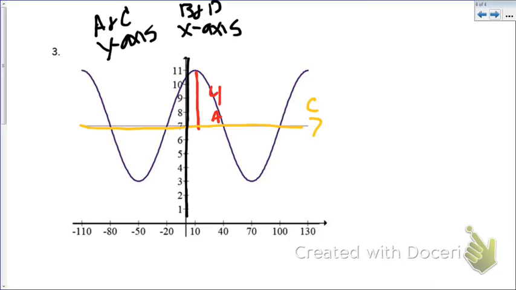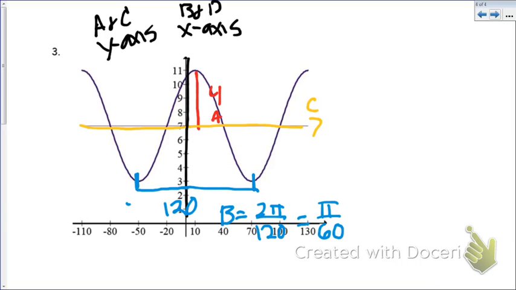Okay, so I've already found c, so now I need to find b, which means I need to find what my period is. So I can pick any point on this graph. Let's say I pick this low point right here. I'm going to have another low point over here at 70. So that distance is 50 plus that distance of 70. That gives me a period of 120. And because I don't see any little degree symbols on my axis, let's say this graph is in radians. So that means that b is going to be 2 pi over 120, which is going to reduce to pi over 60. And then my last point is d.